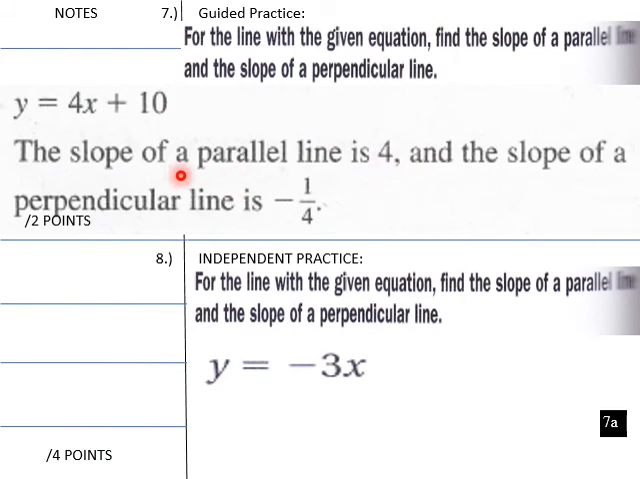And the slope of a perpendicular line would be the negative reciprocal of 4. What's the reciprocal of 4? It would be 1/4, and then we negate it. So negative 1/4 will be the slope of a line perpendicular to this line here.